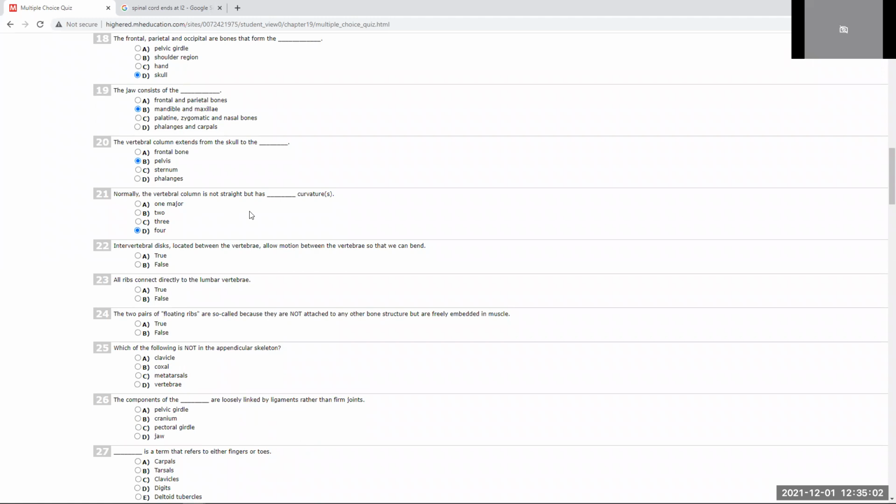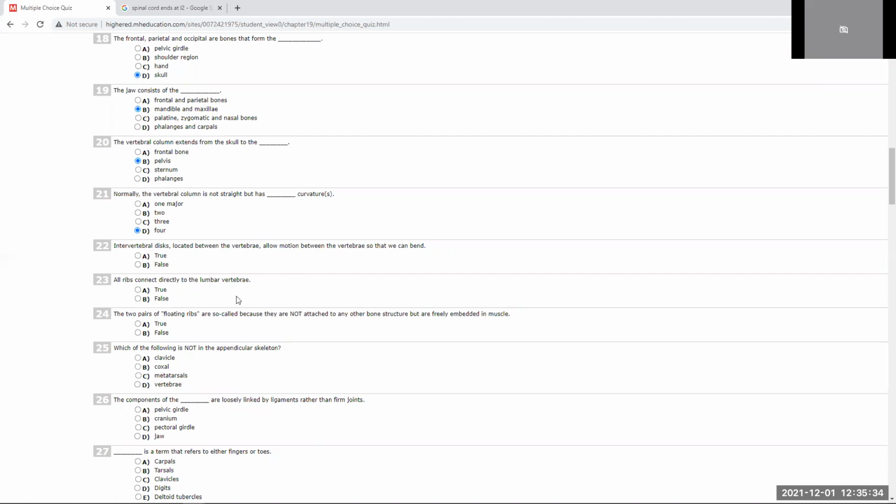Anybody has any idea why it is curved? Why do you think it's curved and not straight? Flexibility. Yeah, it helps with flexibility. Anybody here does yoga or gym and so on? It does help to bend and so on. So the flexibility, definitely because of those curves. If it was straight, it would be a little problematic, especially for movement.